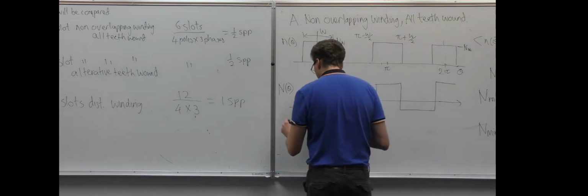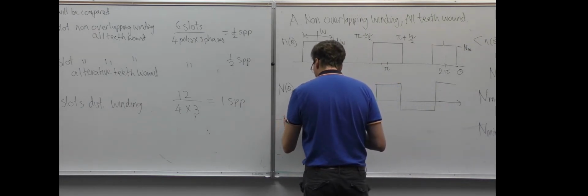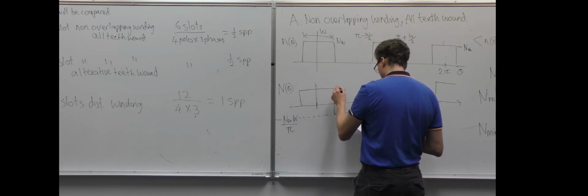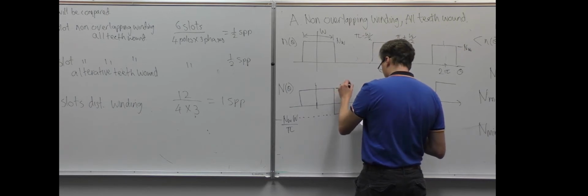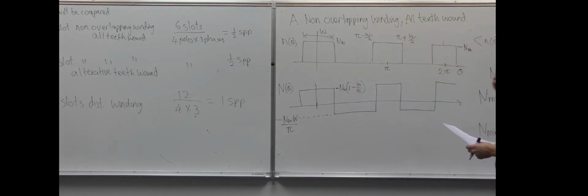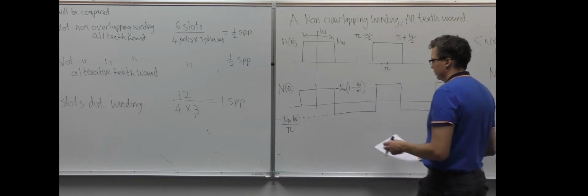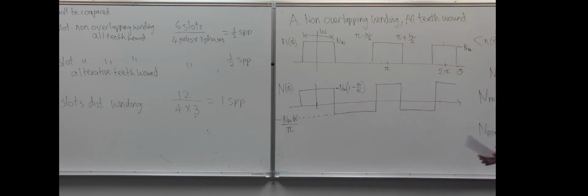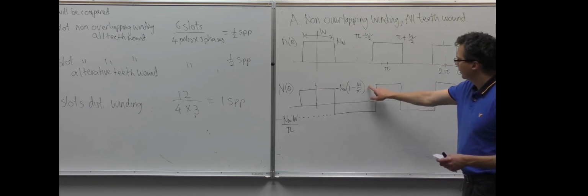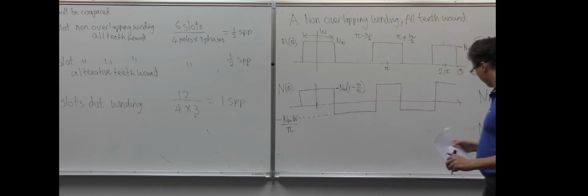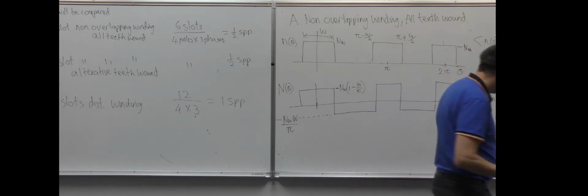So this point here would be, in general, minus N_w W over pi. And this point here, this positive, is N_w (1 minus W over pi). Like that. Okay? So you can see the 4 poles being created, but you know there's going to be quite a lot of harmonics created, because the magnitude up here is different to the magnitude down here. It's not even. But we'll look at that and see what happens.